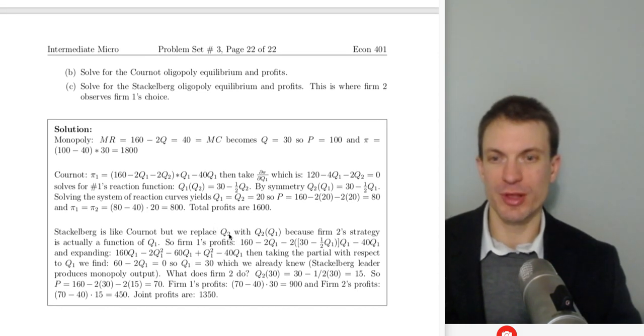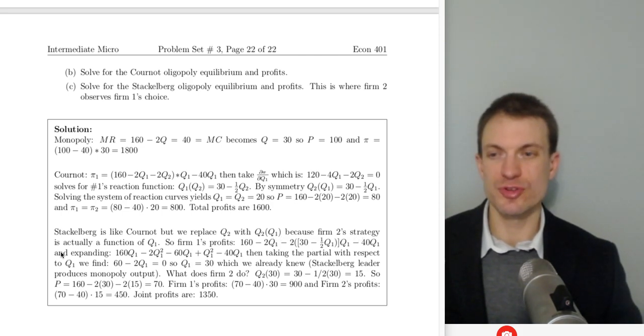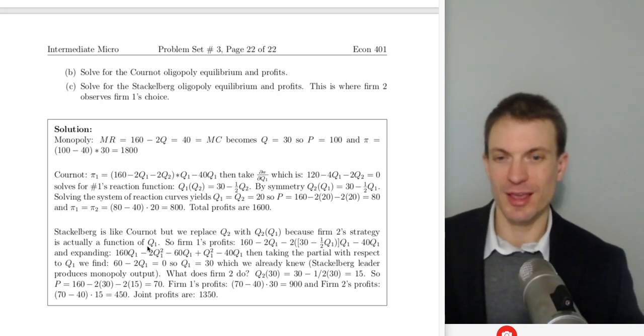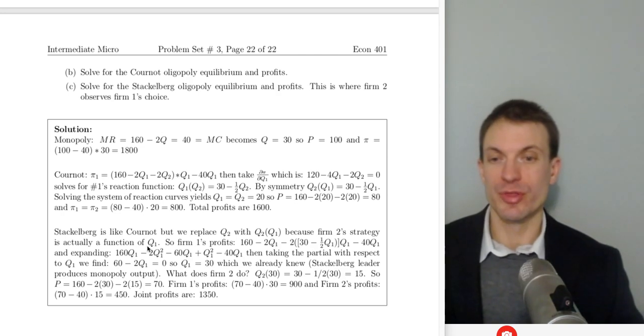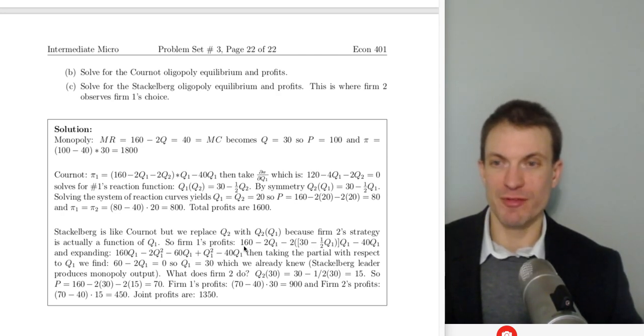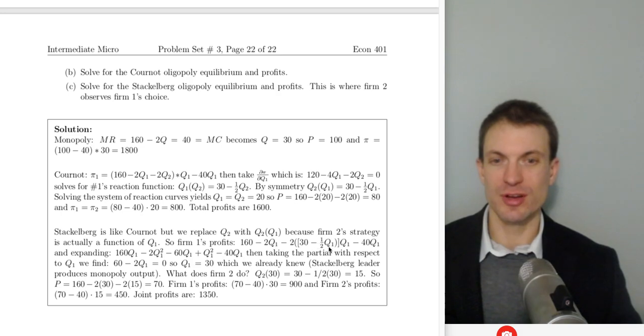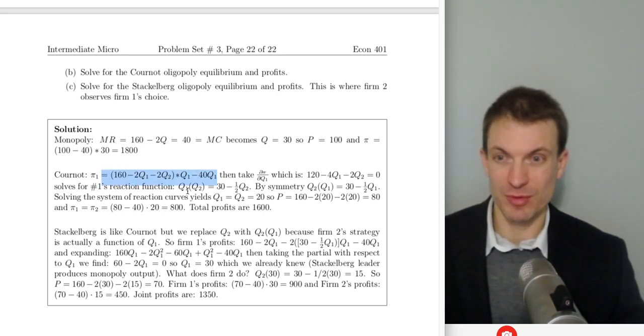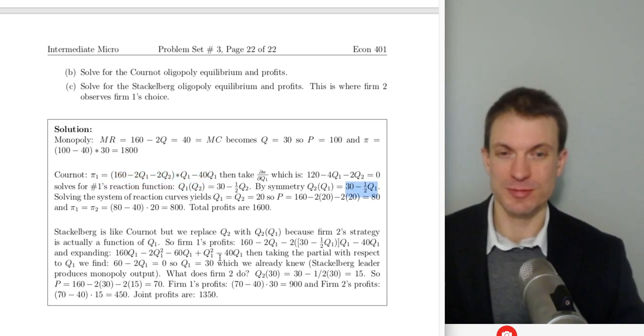Stackelberg is like Cournot, but we replace Q2 with Q2 of Q1 because firm 2's strategy is actually a function of Q1, and because firm 1 knows that firm 2 is observing firm 1's choice when they're making it. So they know that their choice is influencing directly what the follower is going to do. So I'm going to write out firm 1's profit now as 160 minus 2Q1 minus 2 times the quantity 30 minus 1/2 Q1. Well, this is just firm 2's reaction in terms of firm 1's choice, and this is the quantity, minus 40Q1. So this right here looks just like this. Looks a lot the same. What's the difference? Rather than Q2, I'm going to insert firm 2's reaction to firm 1's choice.